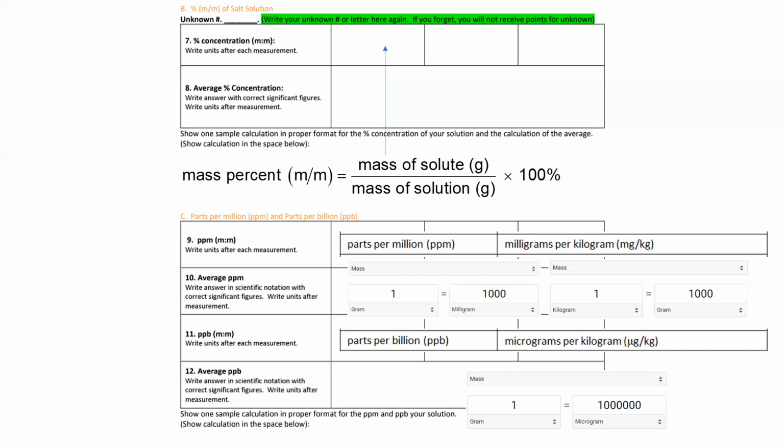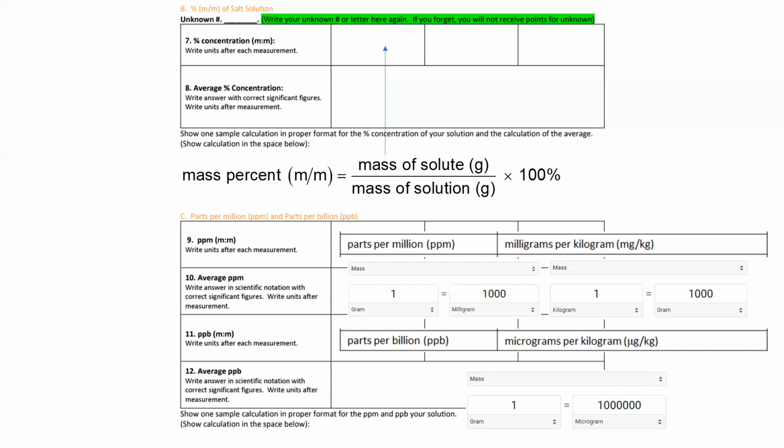And that's because the mass units cancel out, right? So we're just left with ppm. Well, really they don't cancel out because they're in different units, milligrams over kilogram or micrograms over kilogram, but we can just use parts per million instead of saying milligram over kilogram, etc.